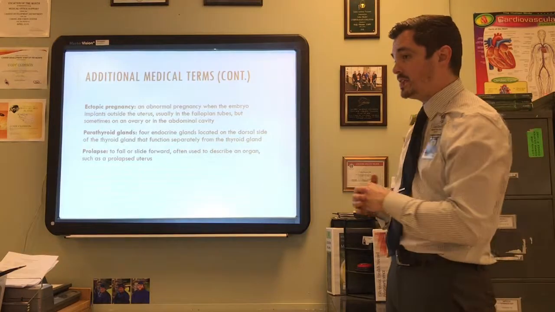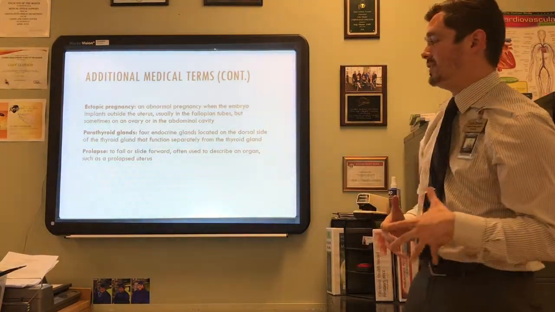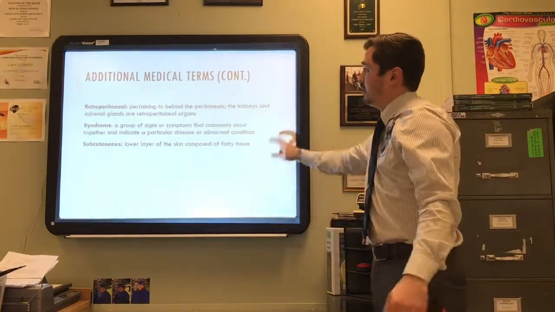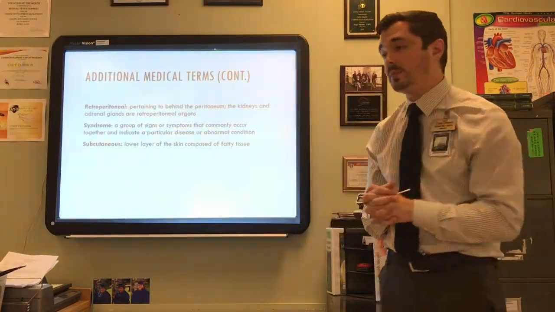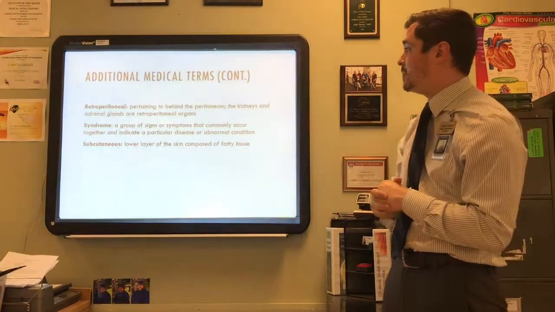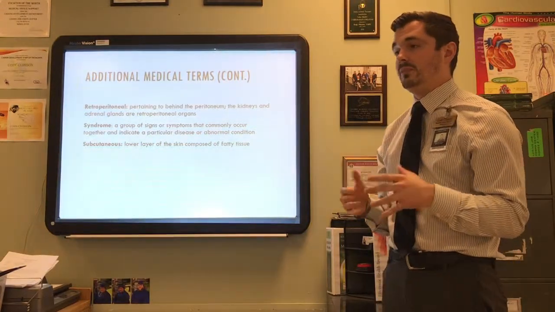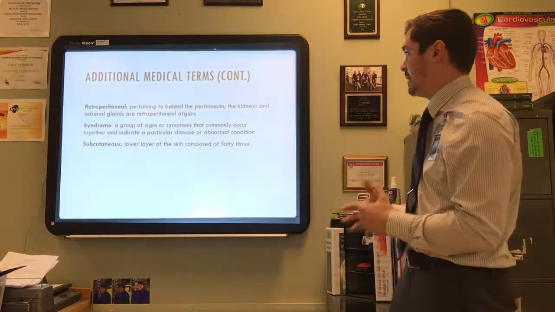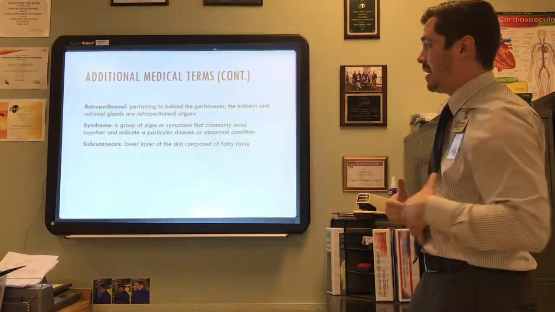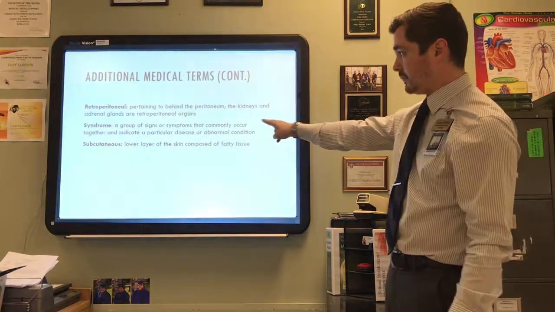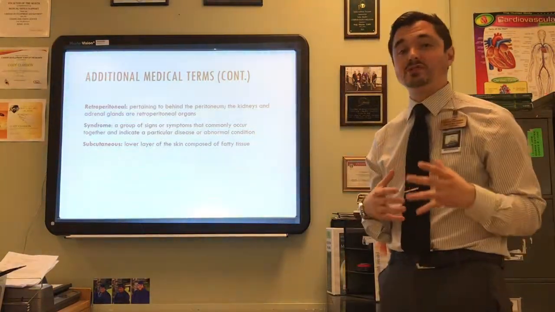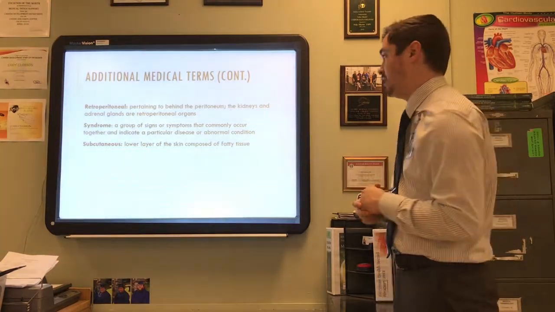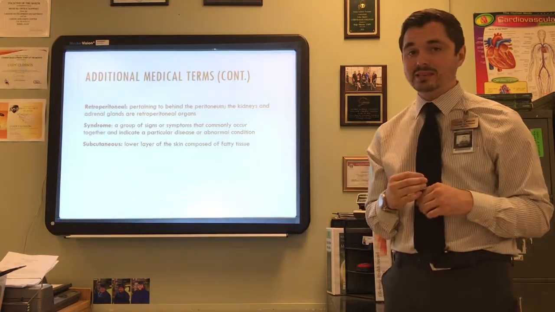Prolapse is to fall or slide forward. It's often used to describe an organ such as a prolapsed uterus. And then retroperitoneal. Retroperitoneal means pertaining to behind the peritoneum. The kidneys and adrenal glands are retroperitoneal organs. Okay, they sit behind the peritoneum. They're not in that abdominal cavity. A syndrome is a group of signs or symptoms that commonly occur together to indicate a particular disease or abnormal condition.